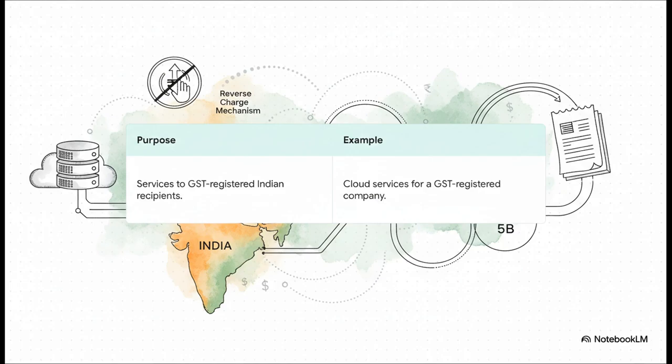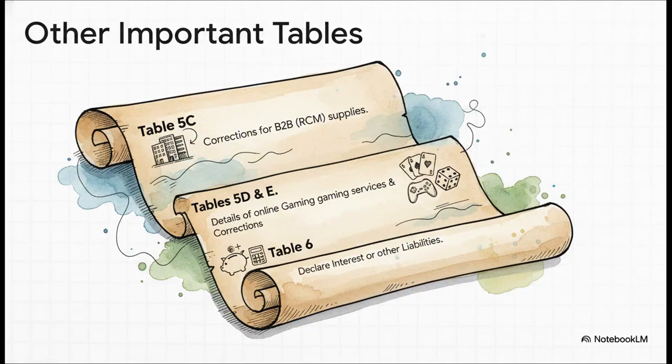The Indian company you sold to pays it on their end. Your job is just to report the sale here. Pretty neat, right? And the rest of the form follows that same kind of logic. You've got Table 5C, which is just for correcting any past B2B sales. Then there are a couple of really specific ones, 5D and 5E, just for the online money gaming world.